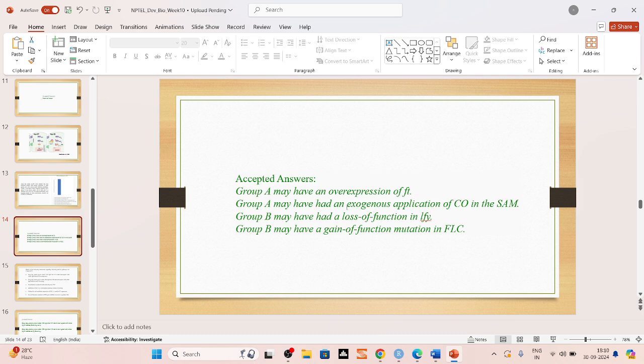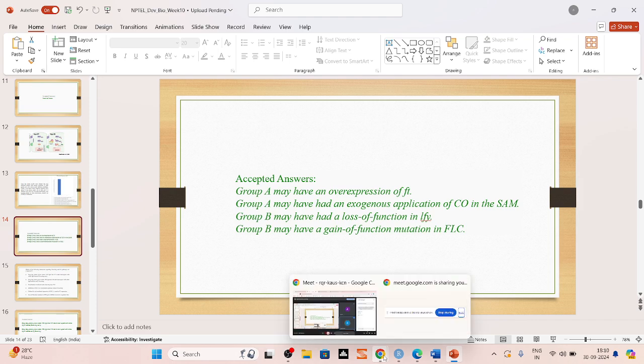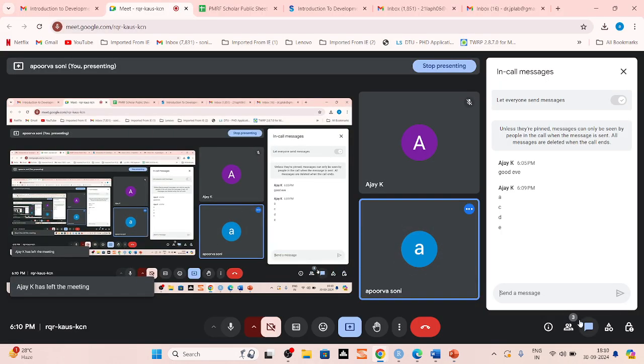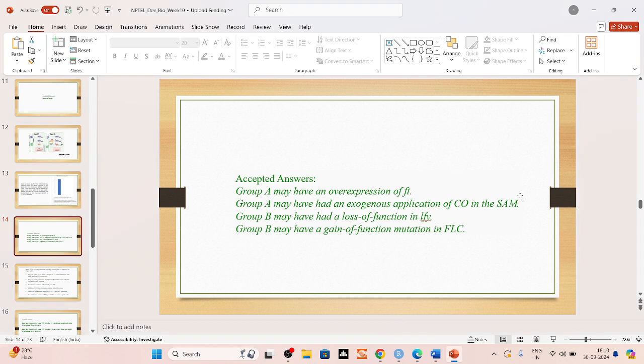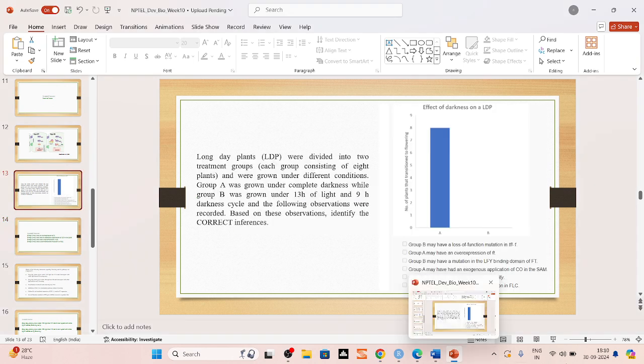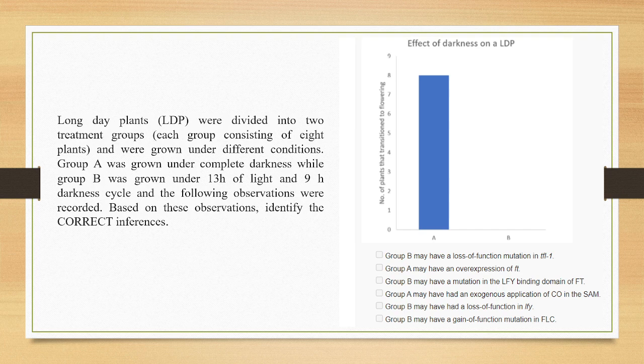Group A may have had an overexpression of FT. Group A may have had an exogenous application of CO in the SAM. Group B may have had a loss of function mutation in the LFY gene. Group B may have a gain of function mutation in the FLC. A, C, D. Okay. Now, let us try to understand this question. I'll try to do full screen so that you can understand it in a better way.